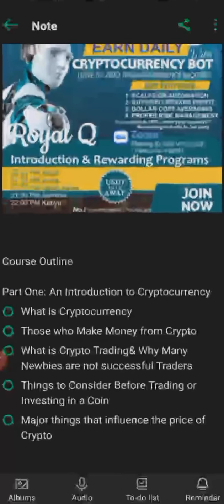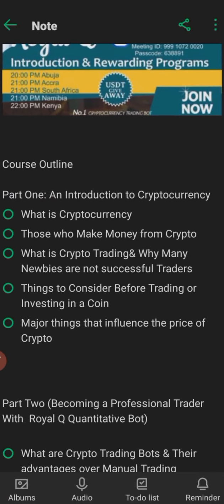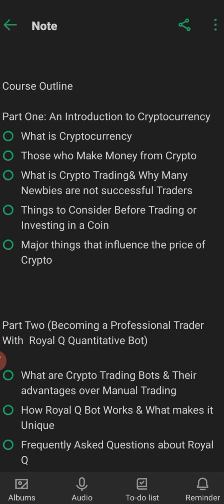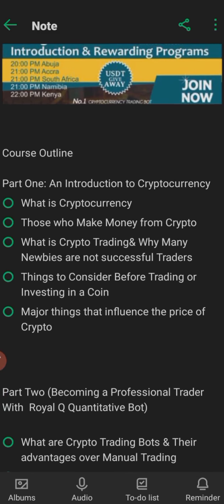Our course is divided into two aspects. The first part deals with a general introduction to cryptocurrency, while the second part talks about becoming a professional trader with ROYALQ Quantitative Bots. First of all, in the first section, we'll be talking about what is cryptocurrency, those who make money from crypto, what is crypto trading, and why many newbies are not successful traders, things to consider before trading or investing in a coin, major things that influence the price of crypto.